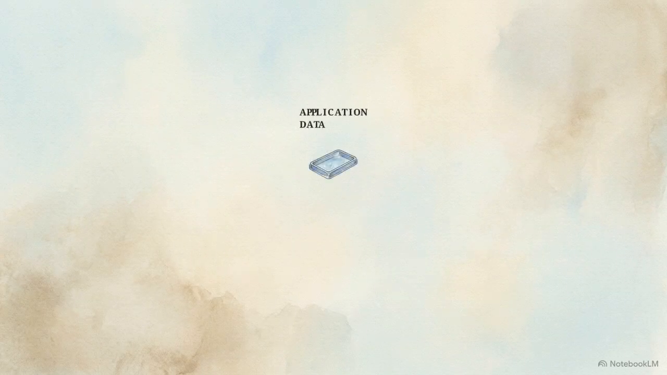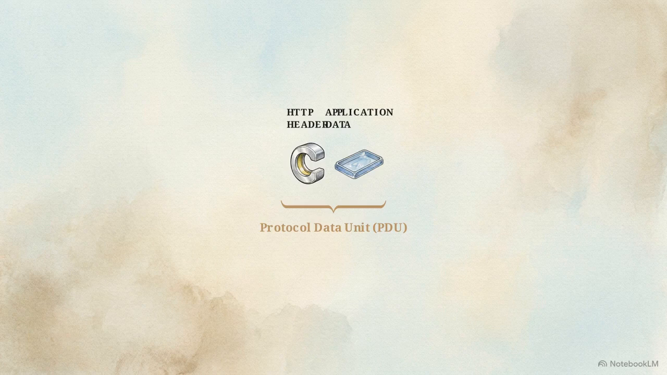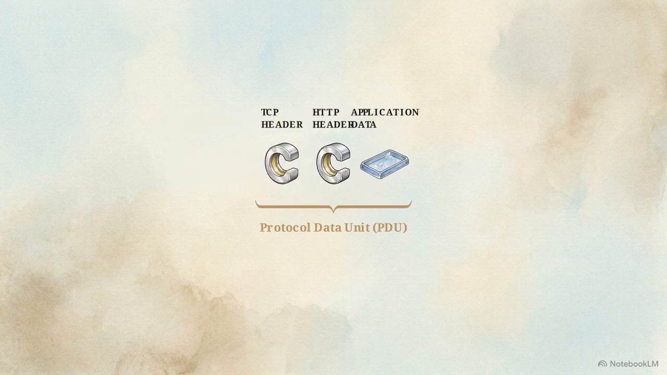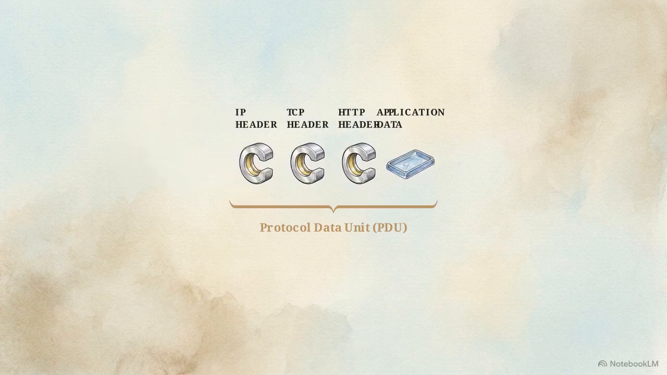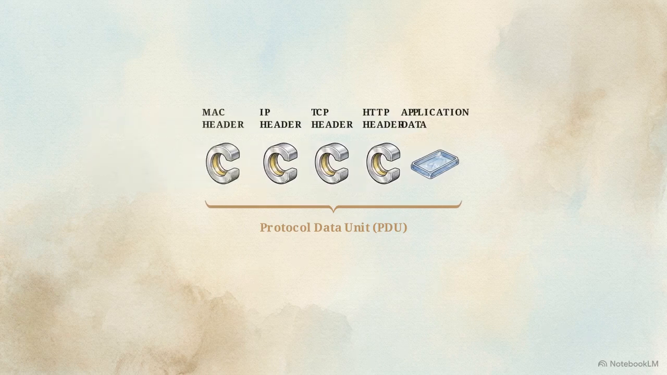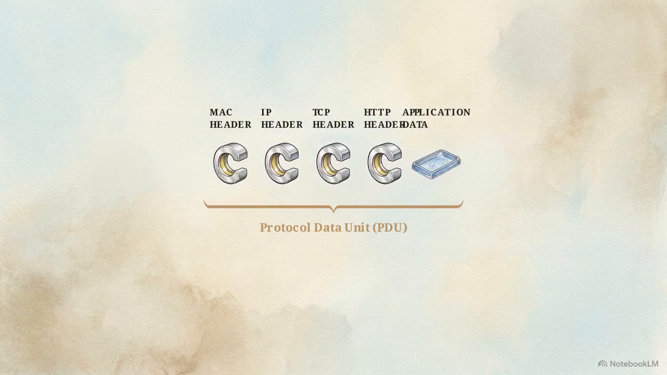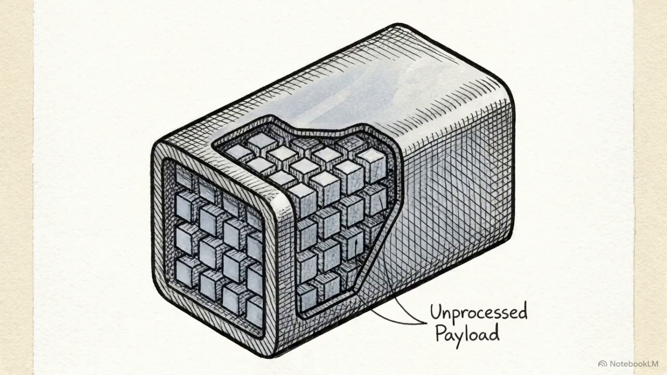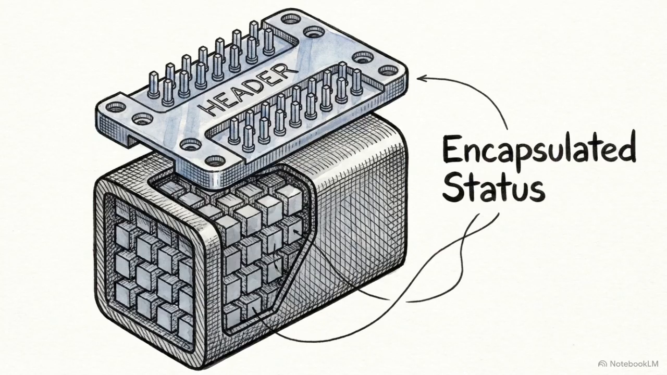This abstraction is enforced through encapsulation. It is the sequential process of taking data and wrapping it in layer-specific control headers. As data moves down the network stack, each layer concatenates its own instructions, preparing the data for the layer below. In technical terms, the raw data handed down from an upper layer is the service data unit, or SDU. Once a layer attaches its own header to that SDU, the combined package becomes a protocol data unit, or PDU.